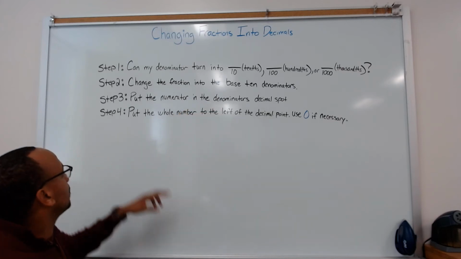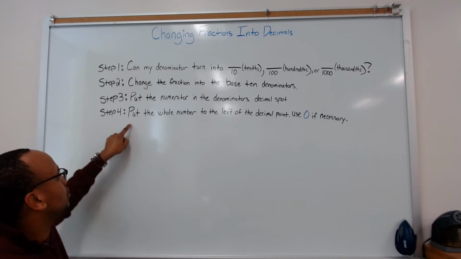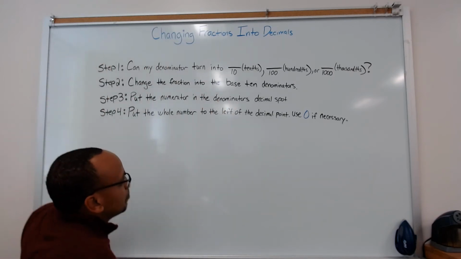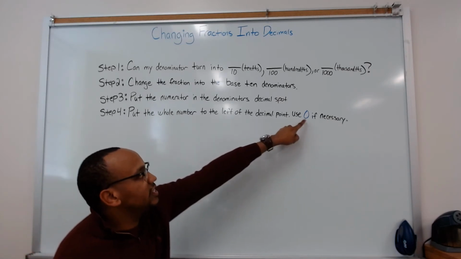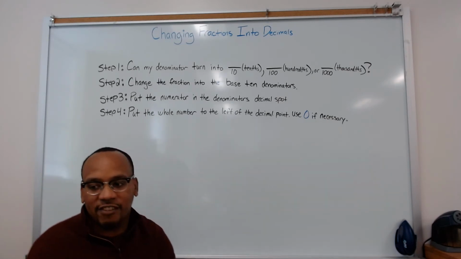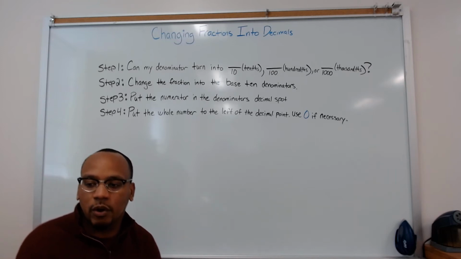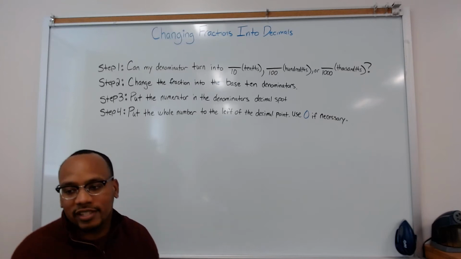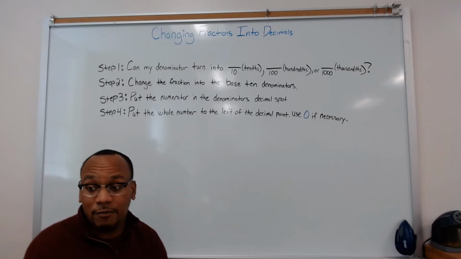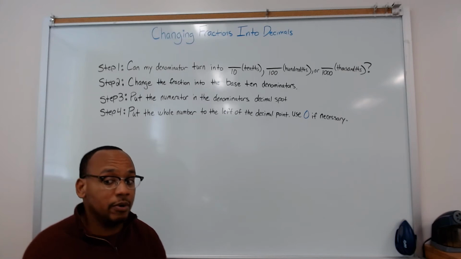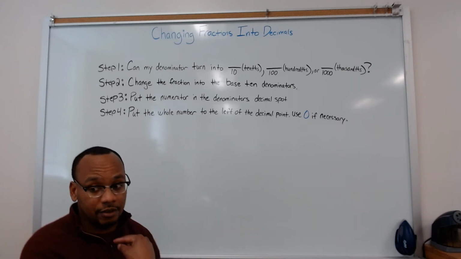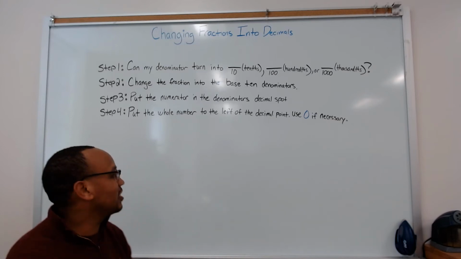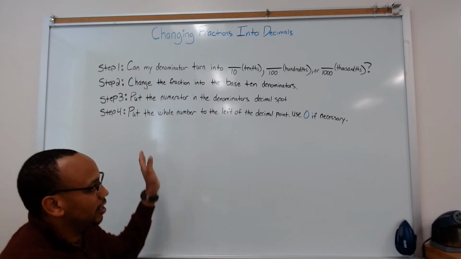Step 4, if I have any whole numbers, put the whole number to the left of the decimal point and use zeros if necessary. If you don't have any whole numbers, then you can put a zero to the left. Step 4 is the same. You've got to think about it. If you have a fraction, the whole number in front of the fraction is to the left. And if you have a decimal, the whole number is to the left. So it's the same thing. You're going to put the whole number to the left.